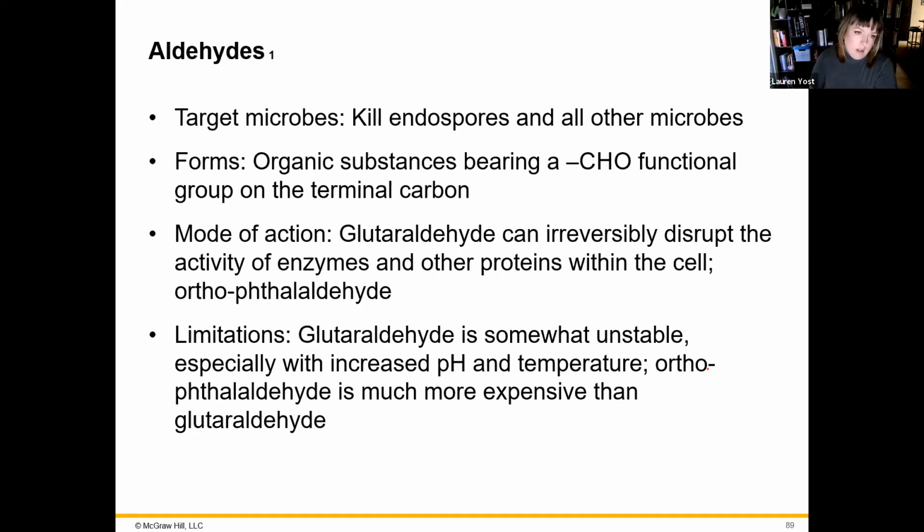Next are the aldehydes. Most of us have heard of these, whether we're talking about glutaraldehyde or formaldehyde. Basically, these are going to kill endospores and other microbes. These can be used for sterilization when used appropriately. Anything with a CHO functional group at the terminal carbon is going to be our aldehyde. Glutaraldehyde can disrupt the activity of enzymes and proteins.